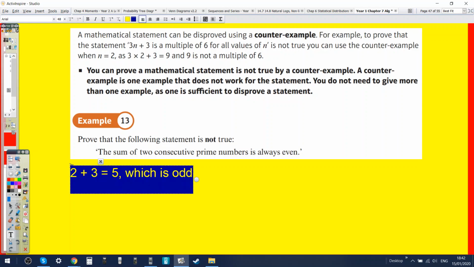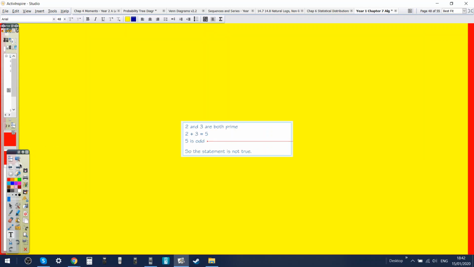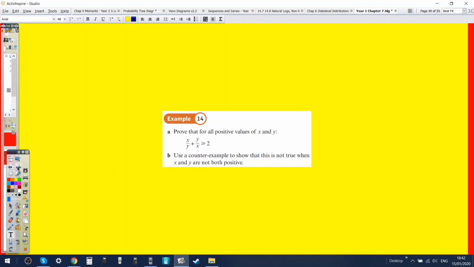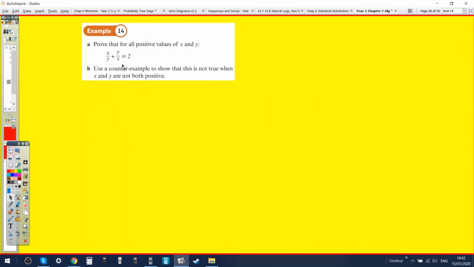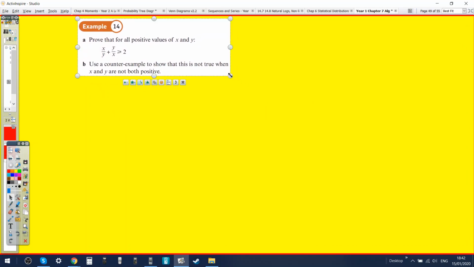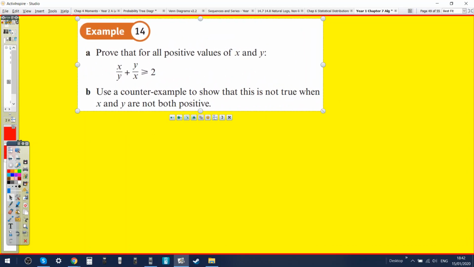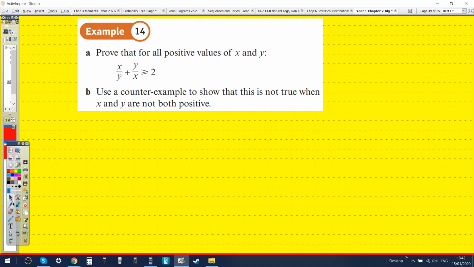Yes. Okay, great. Therefore false. So for a counterexample, just find any counterexample. 5 is odd, so the statement is not true. Okay, but why? Why must they mock me? Okay, how about this thing?